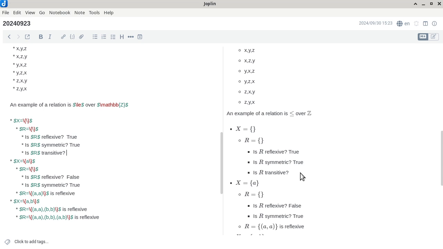Okay, so this is a very extreme case, because this is what we call a boundary case, where X is an empty set and R is also an empty set. When X is empty, R is bound to be empty, because R has to be a subset of the Cartesian product between X and X. So when X is empty, the Cartesian product is guaranteed to be empty as well. So what do you think?